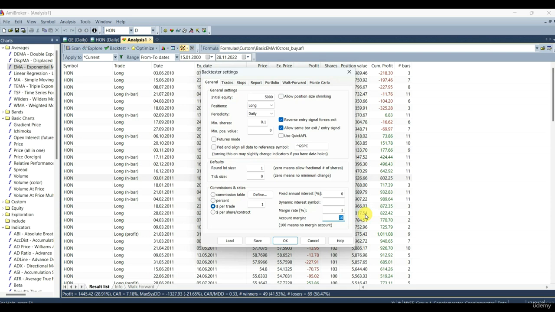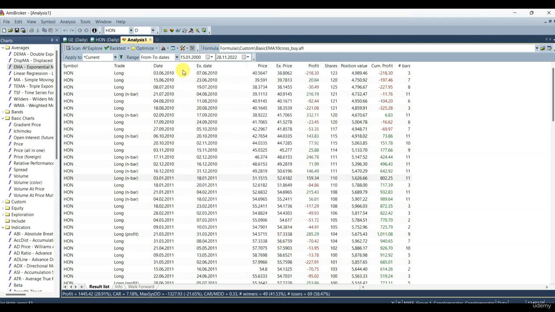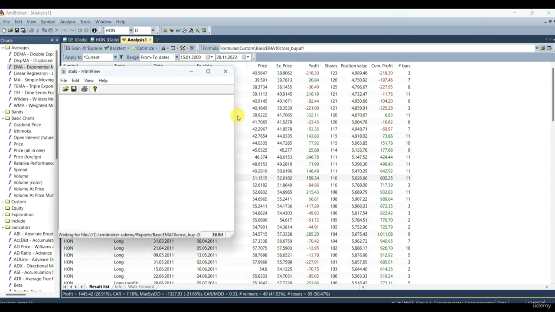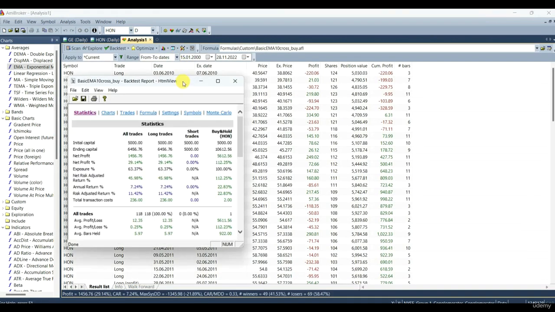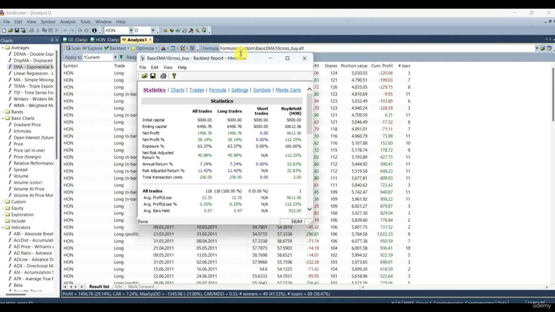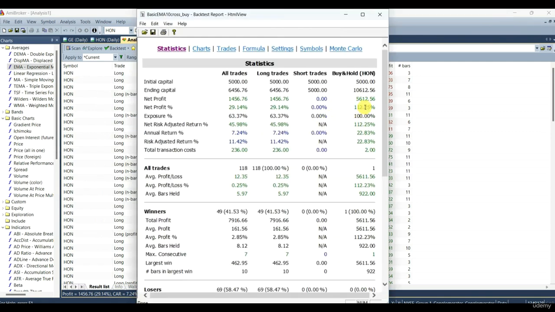Anyway, with the value of 100, the buy and hold in the report is not showing anything. If I change it to 99, which doesn't change much in the backtest, it works. Need to run it again. And now it shows. And I wanted to present this because it is interesting.